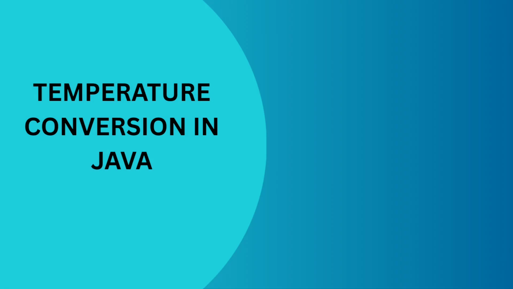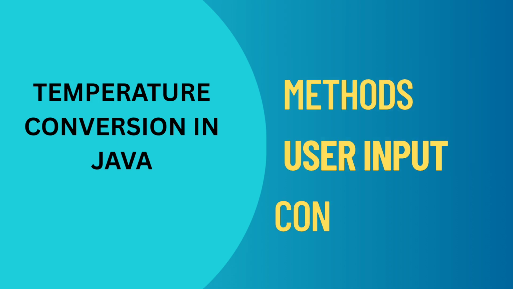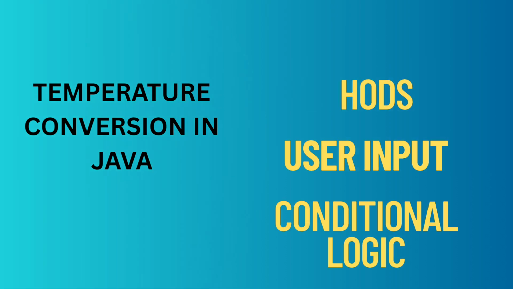So today I decided to do a video in Java. In this video I'm going to build a simple temperature converter using Java, and it's a console based application that lets you convert between Celsius, Fahrenheit and Kelvin. So yeah, it's a great beginner project to help you learn methods, user inputs and conditional logic. So with that, let's get started.